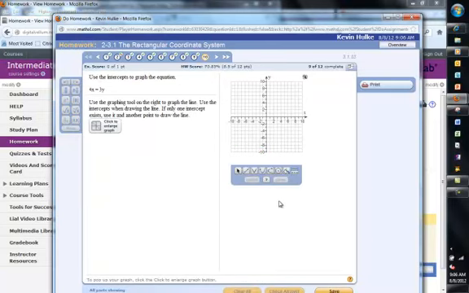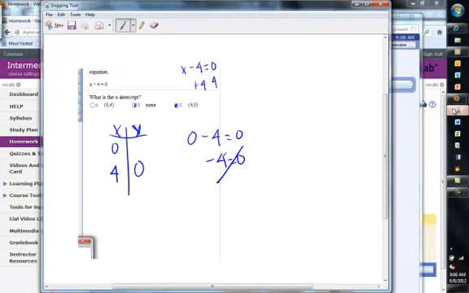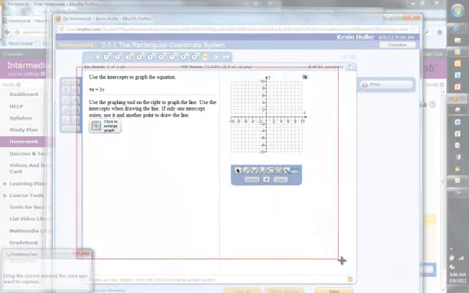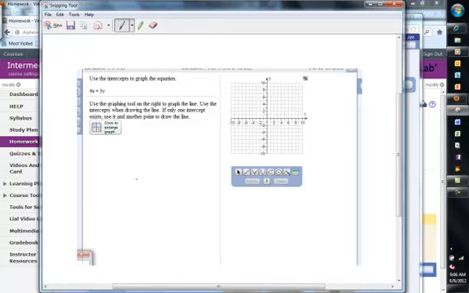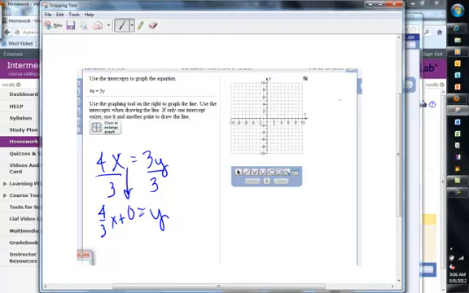Number 10, graph this line. When you have an equation like this one, 4x equals 3y, I think your best bet is to get the y all alone, and then you get y equals 4/3 x plus 0. Now, the plus 0 is important because that tells us that we're going to go through 0, and from there we're going to go up 4 over 3. So up 4 over 3, there's our second dot right there, and then just draw the line.